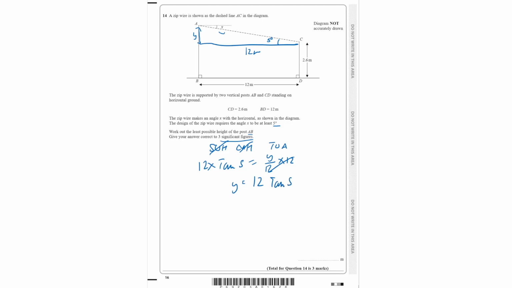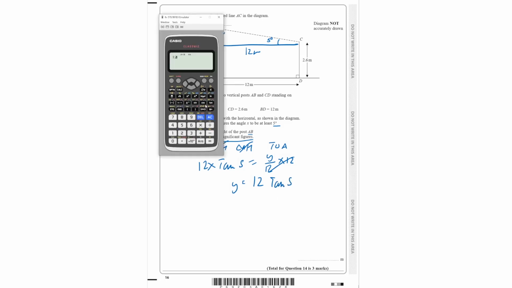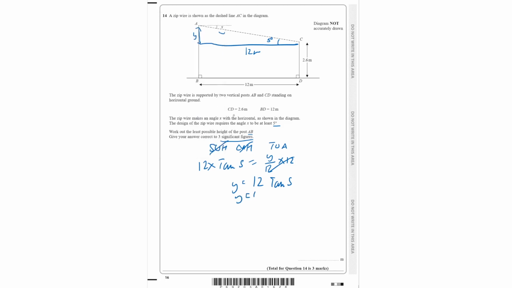We can find this out using the calculator. 12 tan 5 is 1.05. So y is 1.05. But that is not our final answer since we have to find AB.